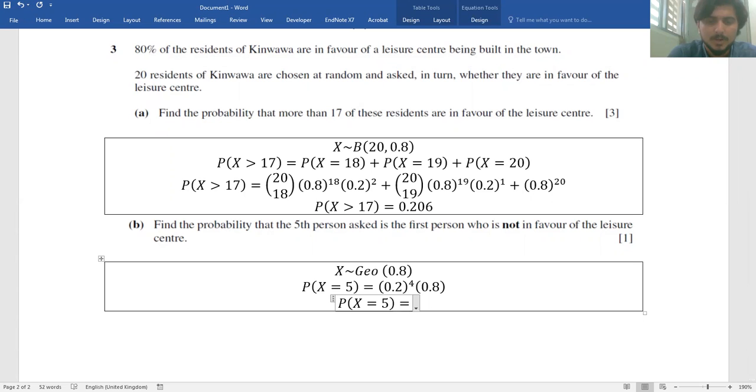So what is the probability that we get success in the fifth one? It is 0.0819. Okay, sorry, my bad. The question is saying who's not in favor of the leisure center. Not in favor. Okay, now the probability of success is 0.2, the person who is not in favor. Okay, so this is how we'll calculate it, and we'll end up getting 0.0819.